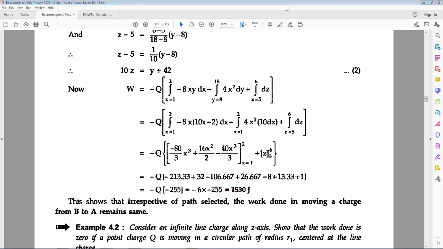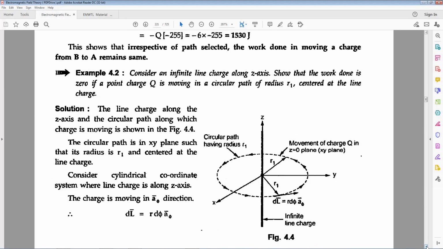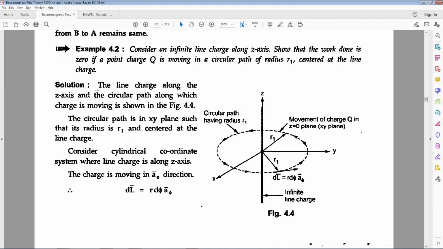The next example. Consider an infinite line along the z-axis. Show that the work done is 0 if a point charge Q is moving in a circular path of radius R1 centered at the line charge. This is a circular ring, an infinite circular ring with a radius of R1.